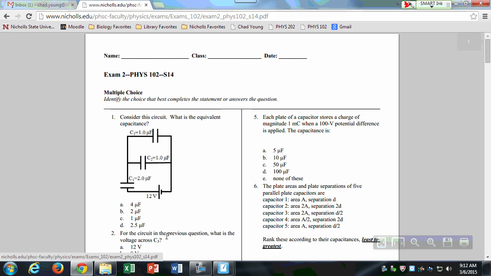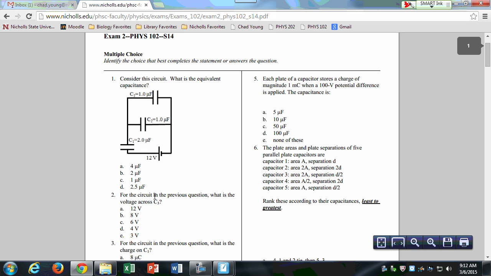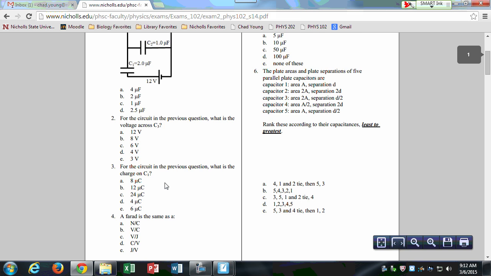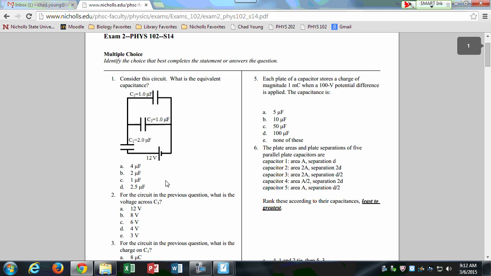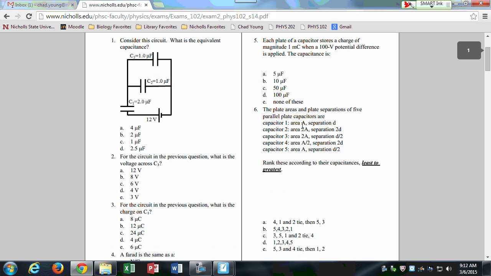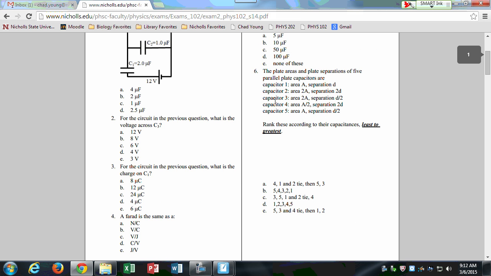Let's look at any of these questions in particular, y'all. This one right here? Yeah, so here, can y'all see that in the back? You can see it? Okay. It says the plate areas and the plate separations of 5 parallel plate capacitors are given. Capacitor 1 has an area A and a separation D. And don't forget that capacitance is epsilon naught A over D. There's no mention of a dielectric here, so I'll just leave that out.